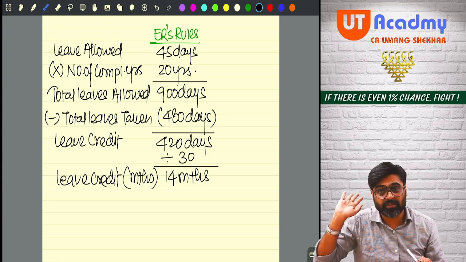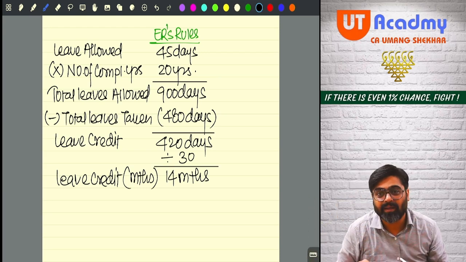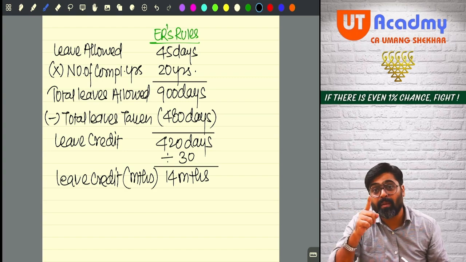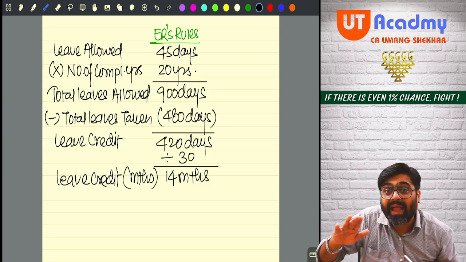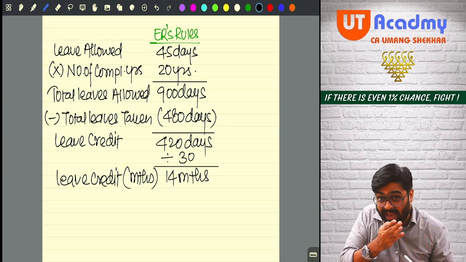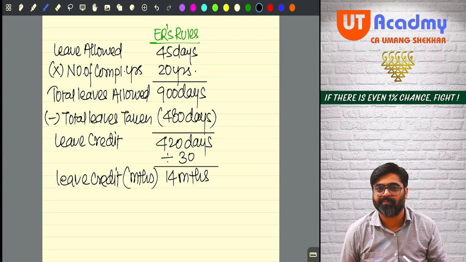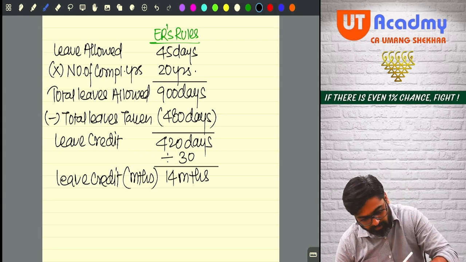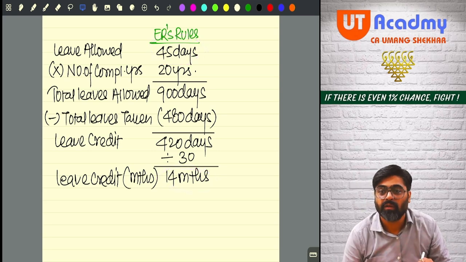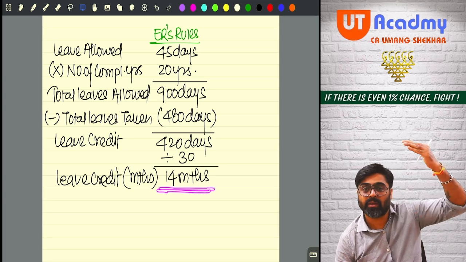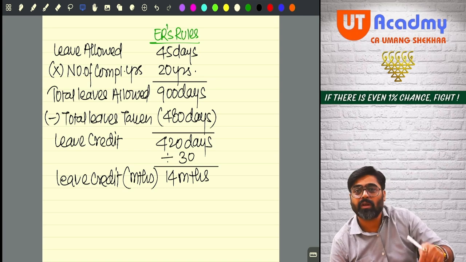But see, your latest salary will take the average of 10 months. And wait, if salary can be manipulated, hence we took the average salary to eliminate the manipulations in the salary that happened in the last 10 months. Manipulation can be done here also. Leave credit. Tell me, this 14 months leave credit is calculated on the basis of 45 days. If this same 14 months is taken for the purpose of calculating the exemption, this can also be manipulated.